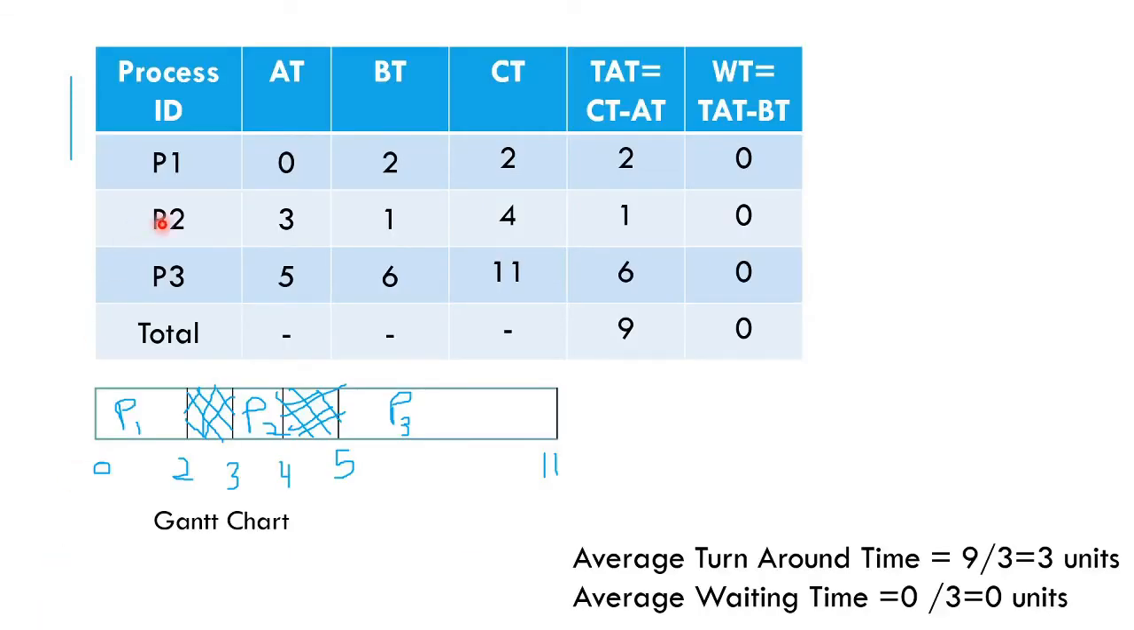For the solution, I am going to make columns: process ID, arrival time, which I am writing as AT, BT, that is the burst time, CT, which I have written as completion time, and TAT, the turnaround time. I have also written the formula here, that is completion time minus arrival time. Then the waiting time, that is equal to turnaround time minus burst time. So this is how I get ready for solving.